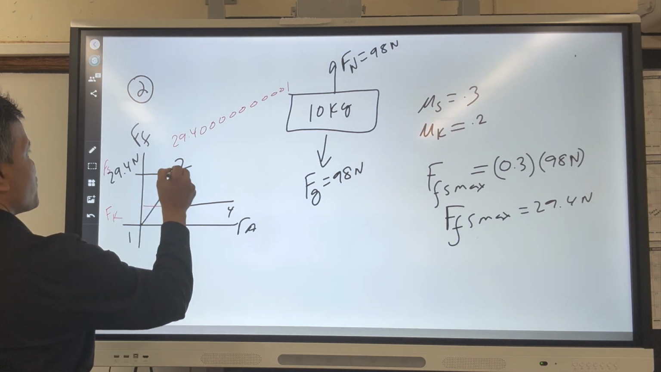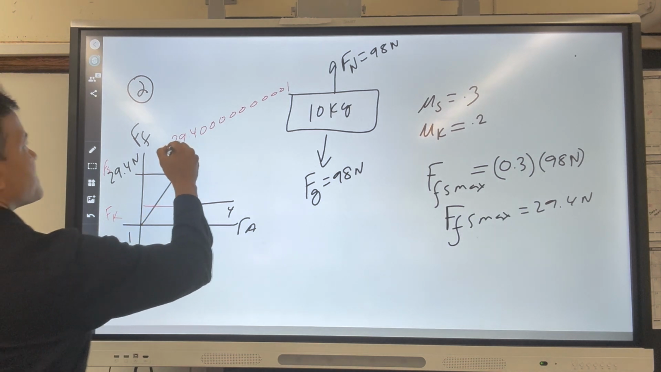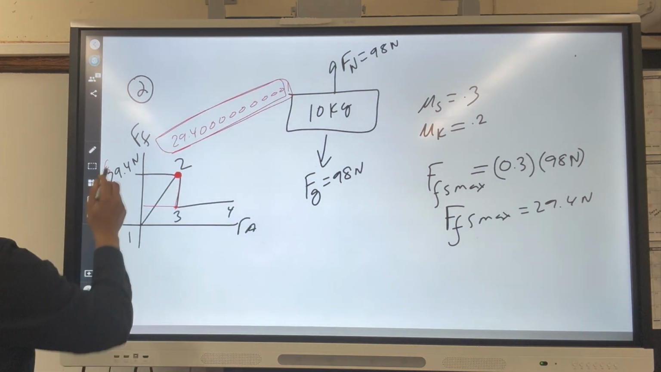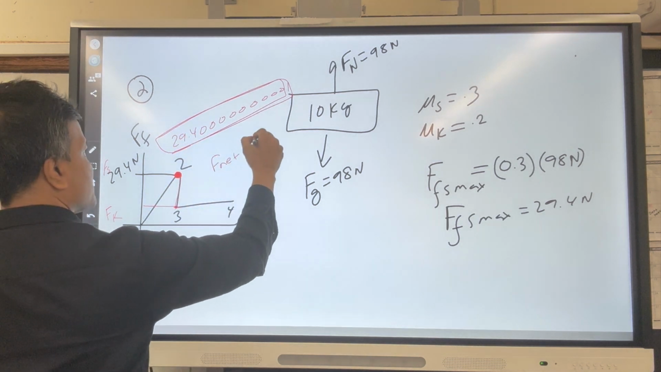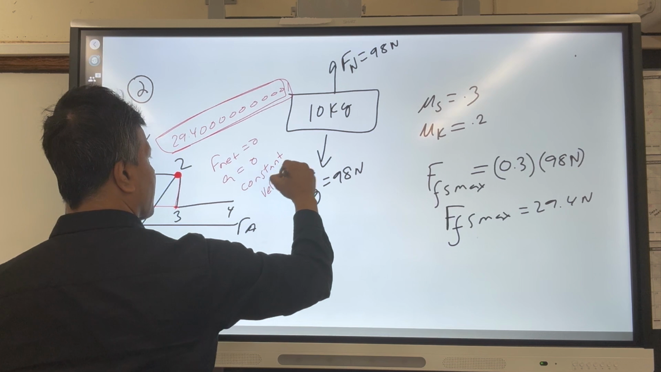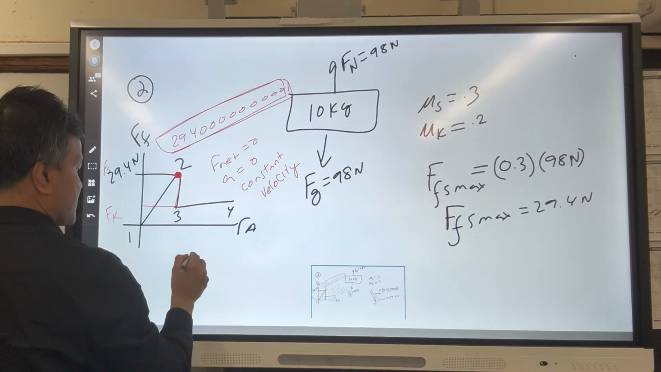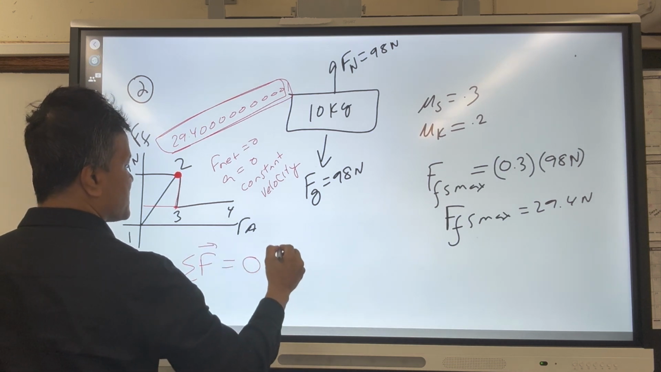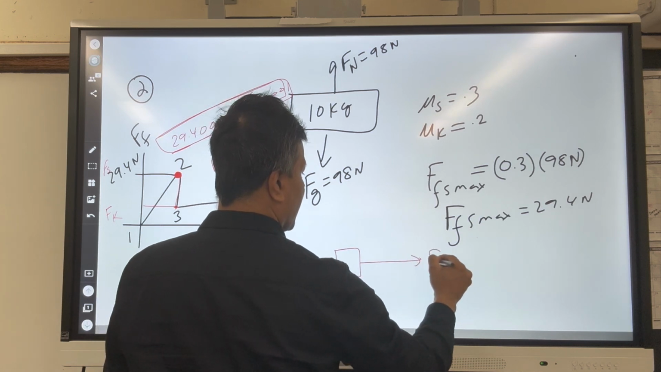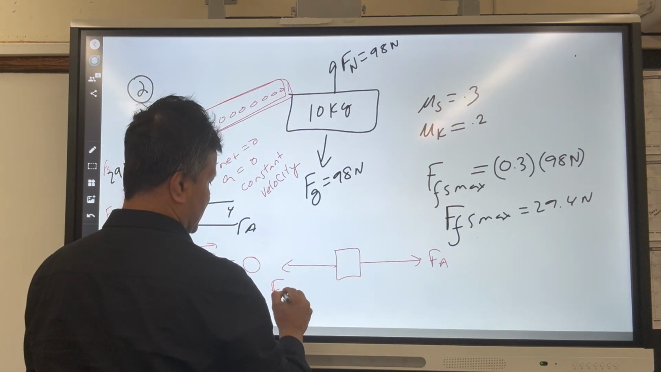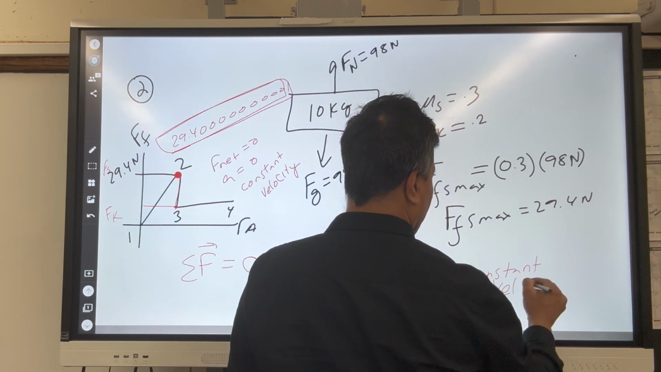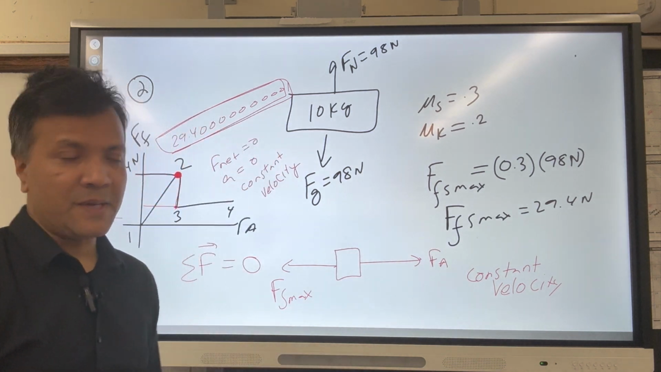Now, if you apply exactly 29.4, then it's constant velocity, because this is 29.4. So 29.4 minus 29.4, so net force is 0. Net force is 0. Acceleration is 0. So therefore, it's constant velocity. So therefore, Newton's first law said what? Net force is 0. Therefore, acceleration is 0. Equilibrium. Okay, so when your applied force is equal to max force, Fs max, then the object is in constant velocity by definition. Okay, that was problem number 2. Okay, constant velocity.